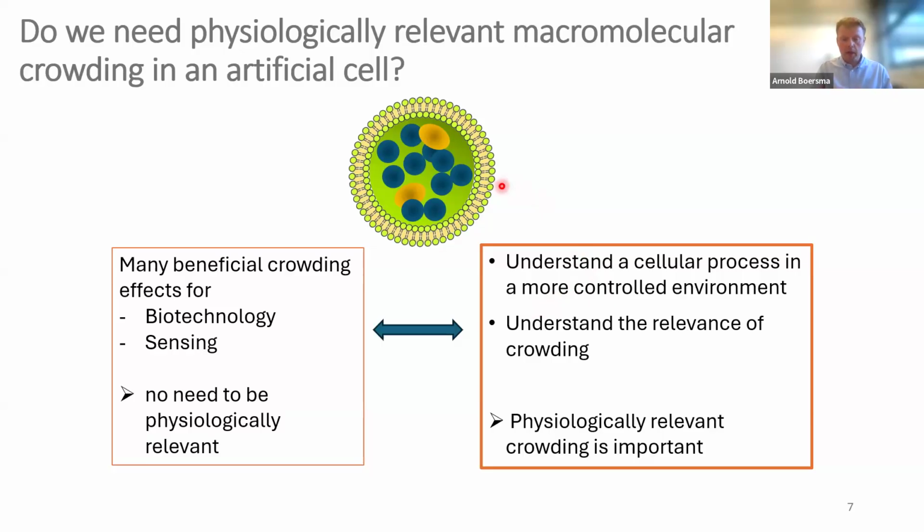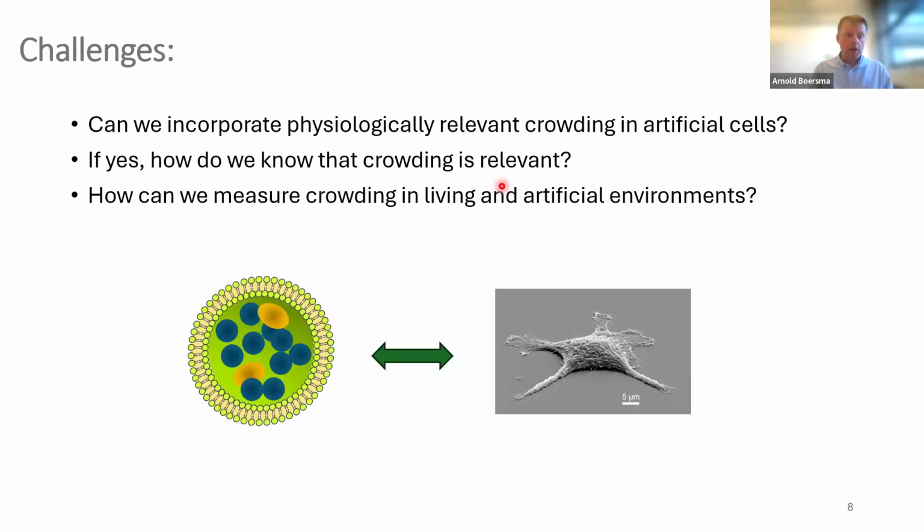It's almost the same as living cells, so we can learn about what crowding does to proteins, for example, and why crowding is the level that it is. So I posed myself the following challenges. Can we actually incorporate physiological crowding inside artificial cells? And if we even were able to do that, how do we know that it is physiologically relevant? How do we know that it is the same as living cells? And to be able to do that, we need to be able to measure crowding inside artificial cells and inside living cells and compare these two systems.